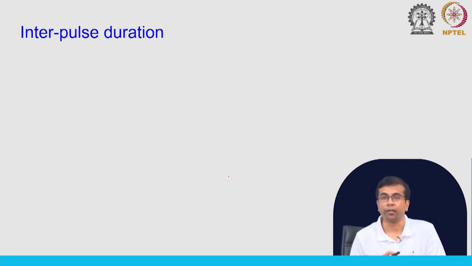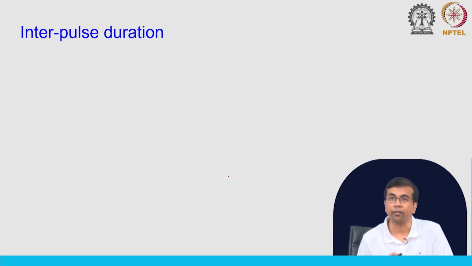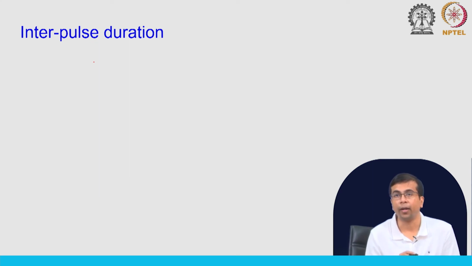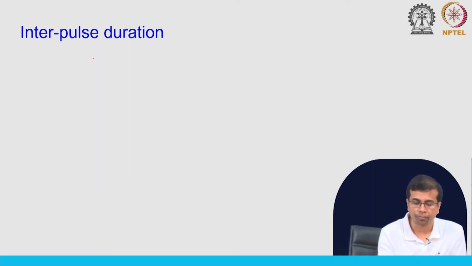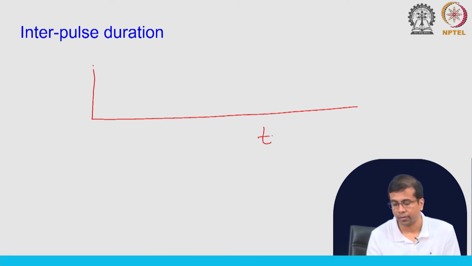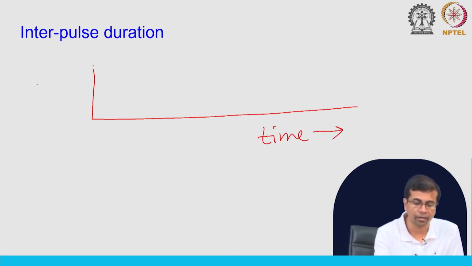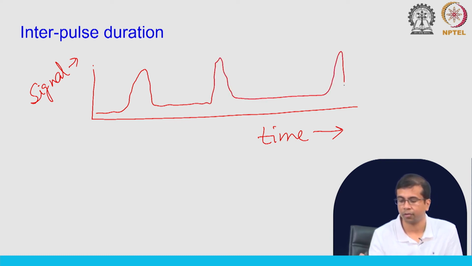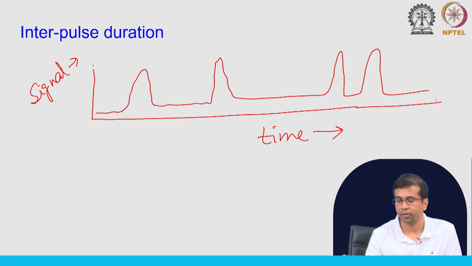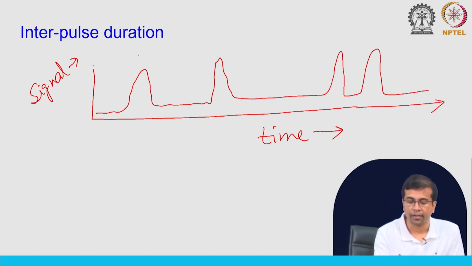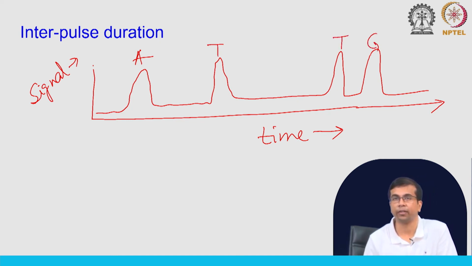Okay, so since you are observing the signals in real time, there are two parameters that you can measure, and again these will have some implication as we will see later on. So, one is called interpulse duration. Okay. So, this is the signal that we are detecting, if we can imagine. Again we have time and we have signal, and let us say we are detecting these different signals. So, you can imagine this is what is happening in real time, and let us say this is A, maybe this is T, this is also T, this is also G.